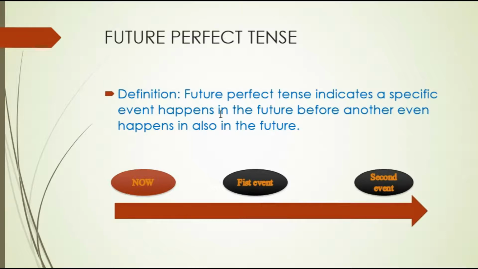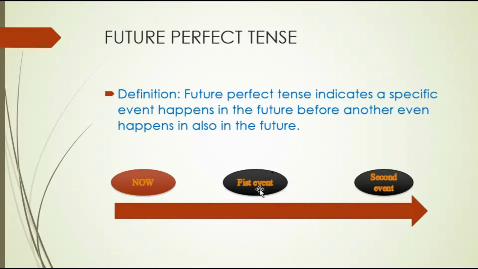Future perfect tense indicates a specific event that has happened in the future before another one happens. So this time it's all about future. If this is now, as the illustration showed, this is our first event in the future. For example, the first event is the fact that you will be 20 years old.